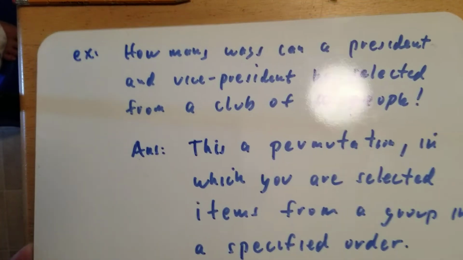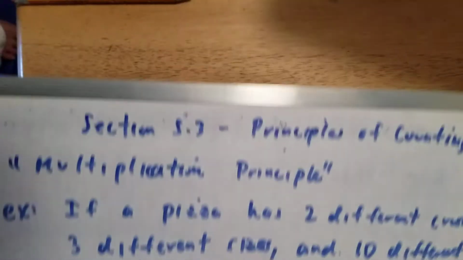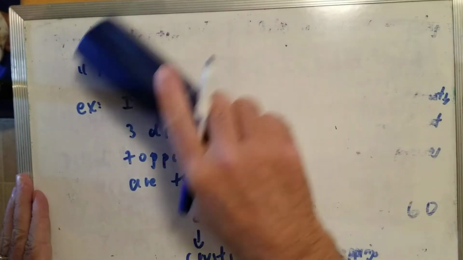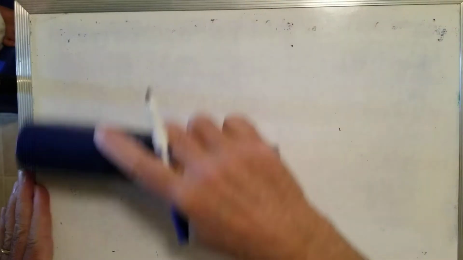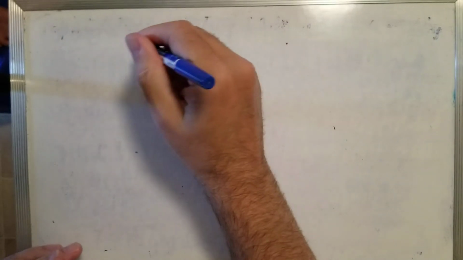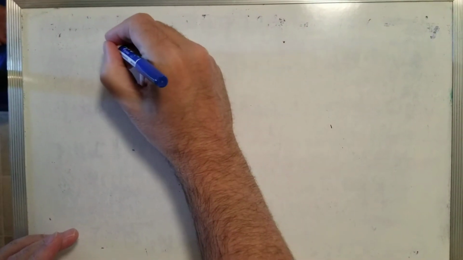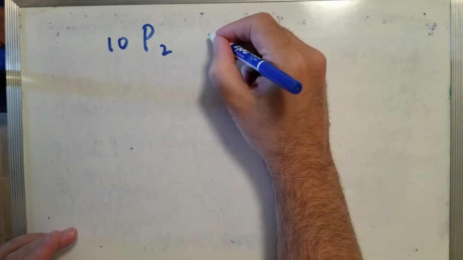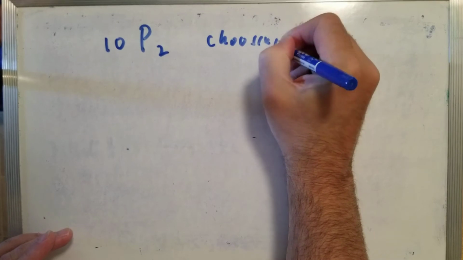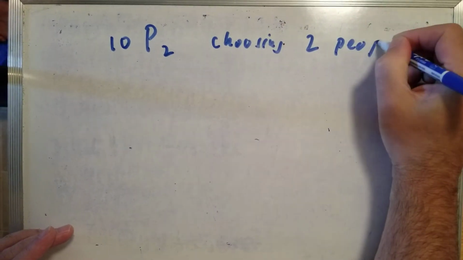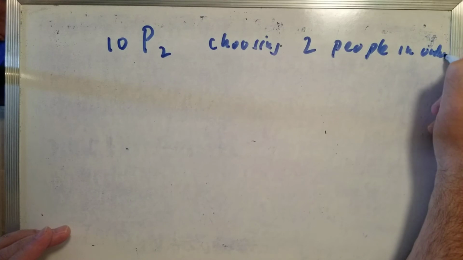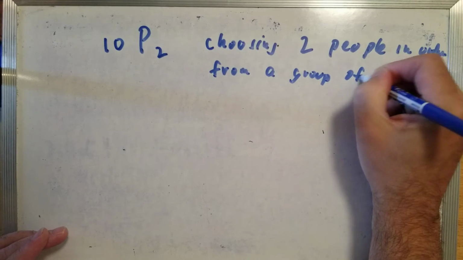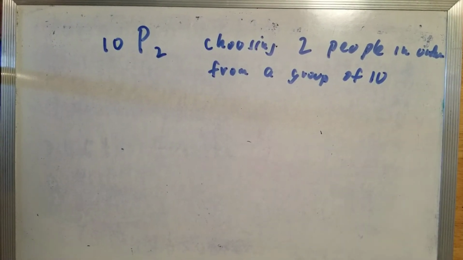Now, the notation for a permutation would look like this. 10P2 means we're choosing 2 people in order from a group of 10, and we can do this on the calculator.